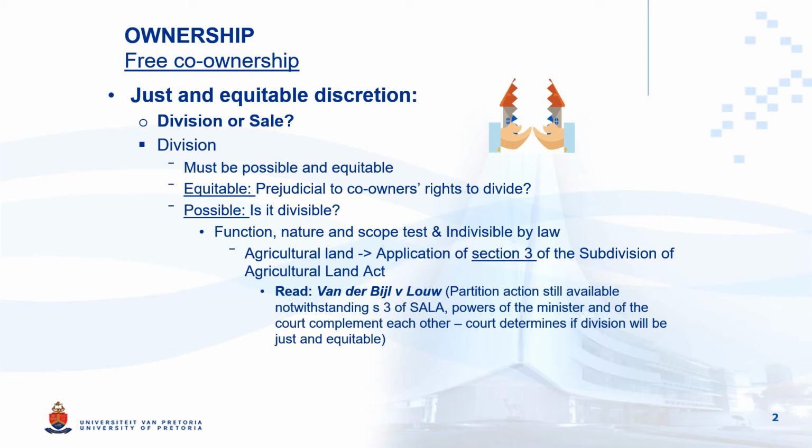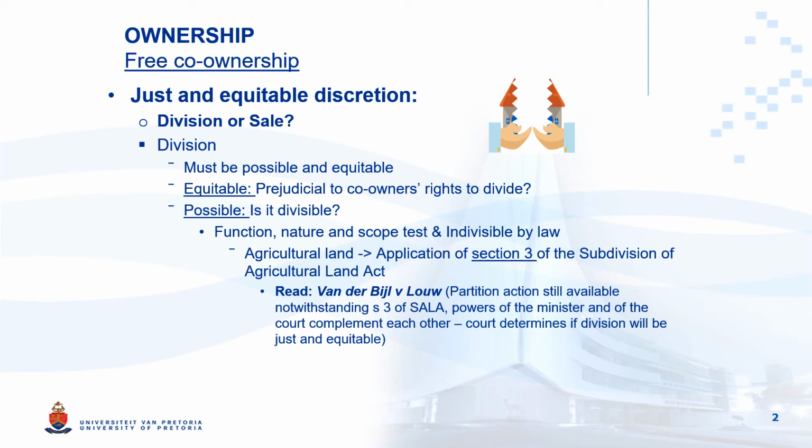Now, when you read the case and you read the facts, you will understand why the court came to this conclusion and why the court had to reiterate or explain that the court can still make a finding on the application of the actio communi dividundo for purposes of determining whether or not it would be just and equitable to order subdivision. And if you read the facts, you'll see that it's because Section 3 requires ministerial consent, and the dispute was really about whether, if the minister must consent, the court actually doesn't have a role to play anymore. But read the case and see then what the court said about how the function of the minister and the court complements each other, and that there's still a place for both in this context.